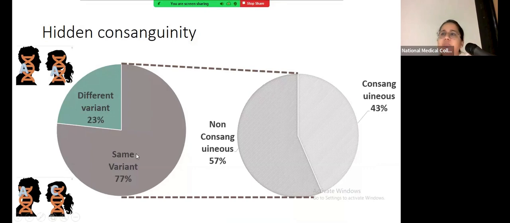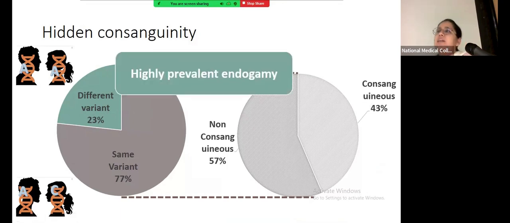Among those individuals who had the same variant, the majority were non-consanguineously married, and only 43% were consanguineously married. So this points towards the hidden endogamy that is prevalent in our society. We normally tend to blame consanguinity for genetic diseases, but through our study we found that even those couples who married non-consanguineously shared the same variant, which shows that they had a common ancestry. So in our society, consanguinity may not be a definite cause for a genetic disease because we are an endogamous population.